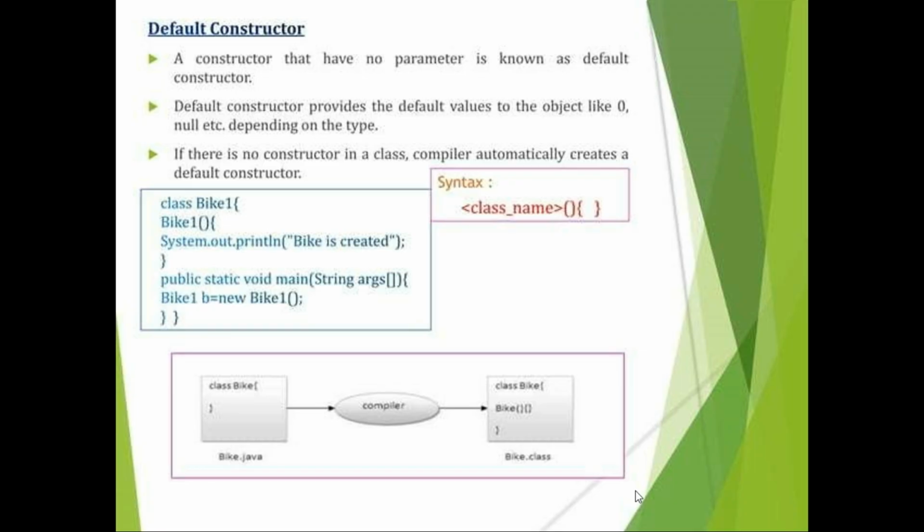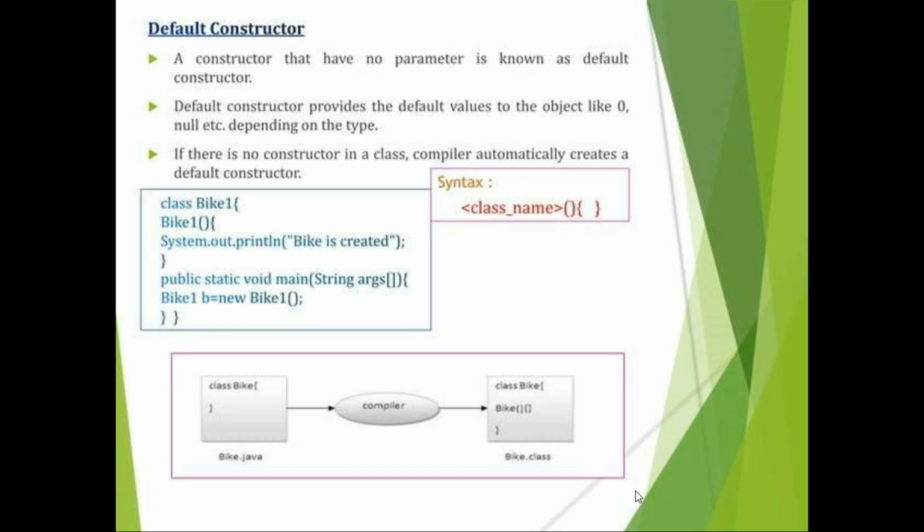A constructor that has no parameter or argument is known as a default constructor. The default constructor provides default values to the object like 0, null, etc., depending on the data types. If we have an integer value, it is assigned 0, or if you are using a float value, it will be assigned 0.0. Like that, for the variables you have used in that class, a value will be assigned depending on the data type.